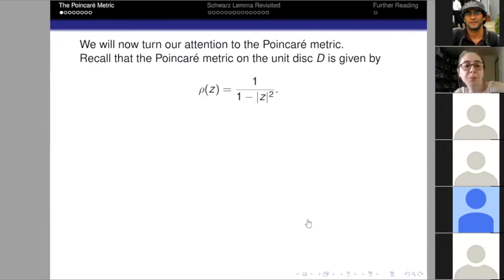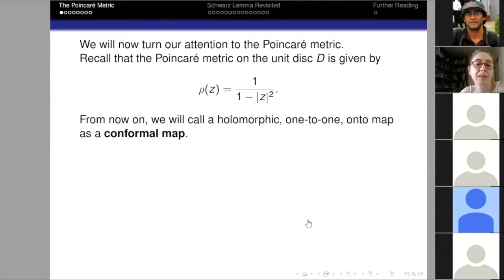First, recall that the Poincaré metric on the unit disk is given by rho of z equals 1 over 1 minus the square of the absolute value of z. Now from now on, we will call a holomorphic one-to-one onto map a conformal map. Now again, there is more to this conformal map business.